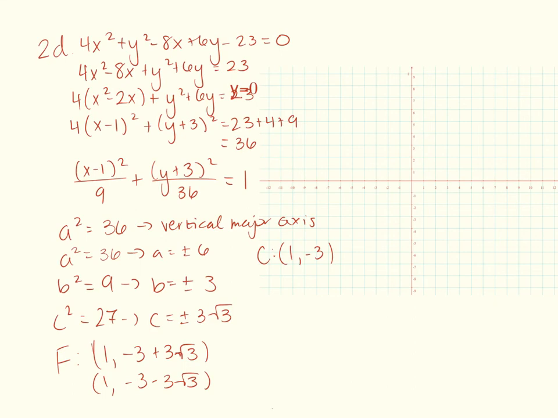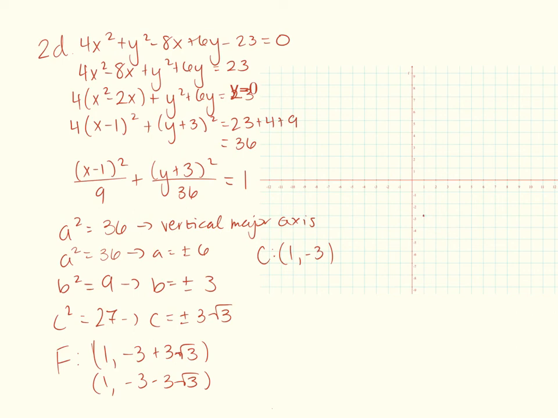So when we graph, first thing we're going to do is plot our center, which is 1, negative 3. Okay? And then a is plus or minus 6, and it's underneath y, right? So I'm going to go up 6 and down 6. 1, 2, 3, 4, 5, 6. And then b is plus or minus 3, and that's x. So I'm going to move horizontally. 1, 2, 3, 1, 2, 3. Like so. And then I'm going to connect. And I get my ellipse, okay?